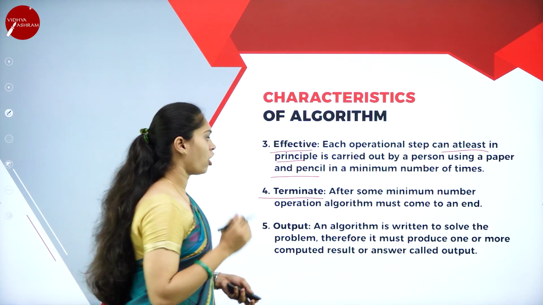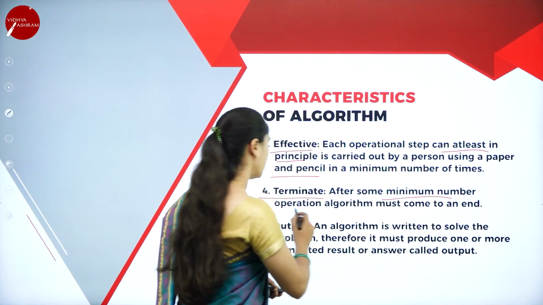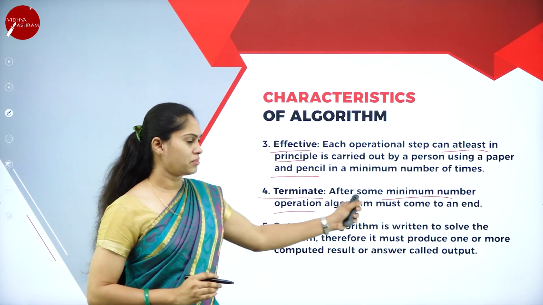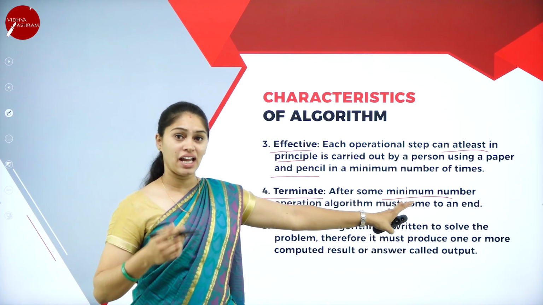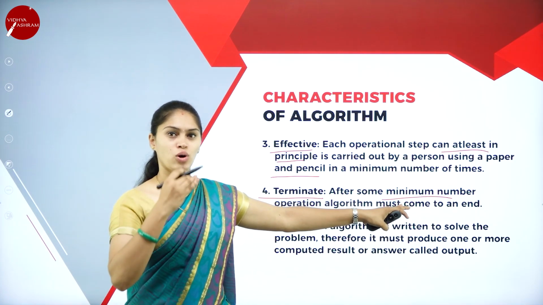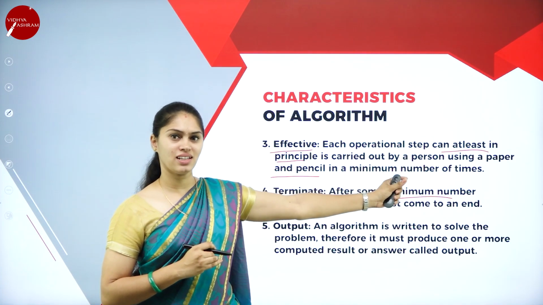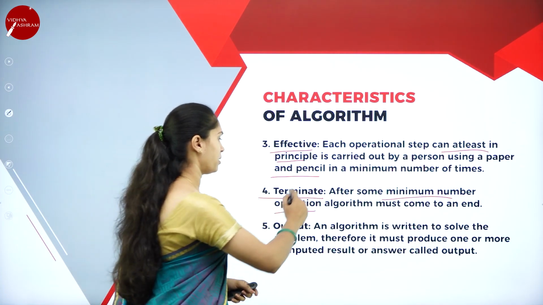So it has to terminate at a particular stage. That means after some minimum number of operations, the algorithm must come to an end. There must be an end. It should not be infinite or over jumbled. So it must have an end. That is the termination.